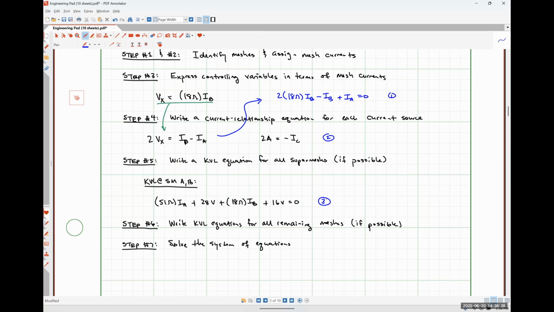3 equations. Another substitution that we could have made would just say that IC is equal to negative 2 amps, and then we could have solved our 3 equation, 3 unknown system for unknowns IA, IB, and Vx. Whatever substitution you want to make works, okay? So I'm going to solve this system really quickly.